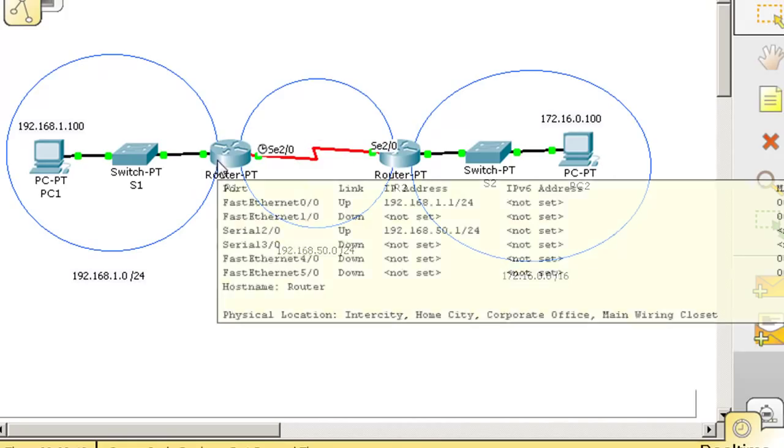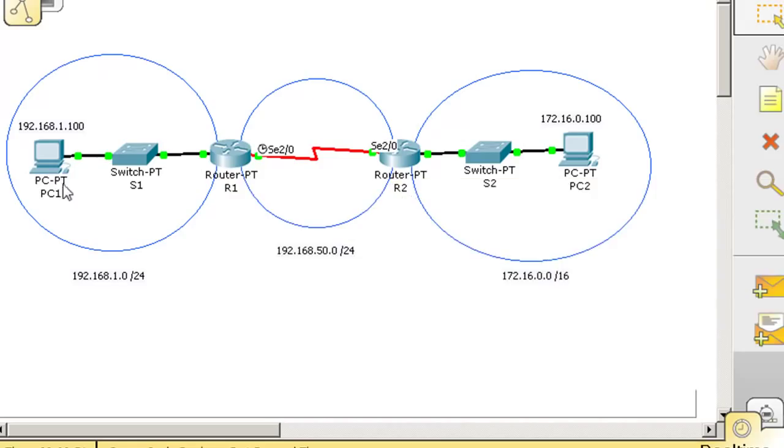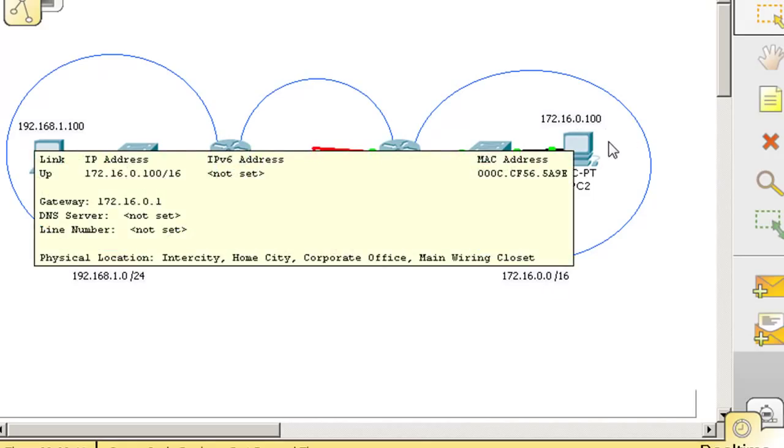Then we connected clients to a switch to the router on Ethernet for LANs. And over here I've got the 192.168.1 network. This is host 1.100. And then over here we've got a 172.16 network. And this host is 172.16.0.100.